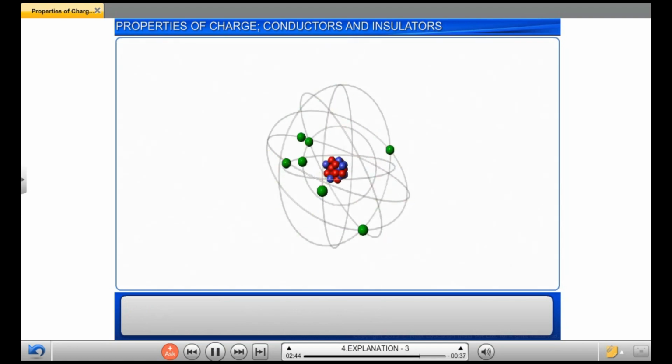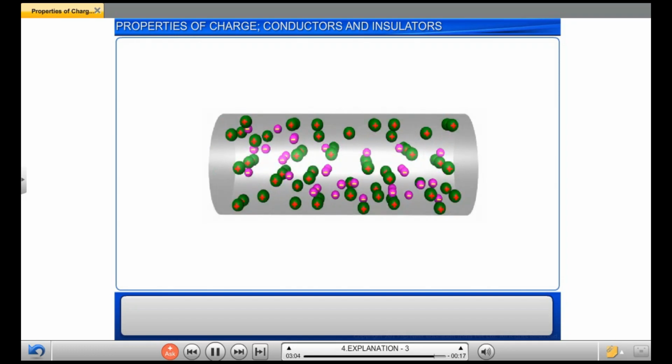We know that atoms are the basic building blocks of all matter. In an atom, the protons and neutrons are the constituents of the nucleus, while the electrons revolve in orbits around the nucleus. For some materials, generally metals, the electrons in the outermost orbit are loosely bound to the nucleus, and these electrons are called free electrons. These electrons are relatively free to move around the material.